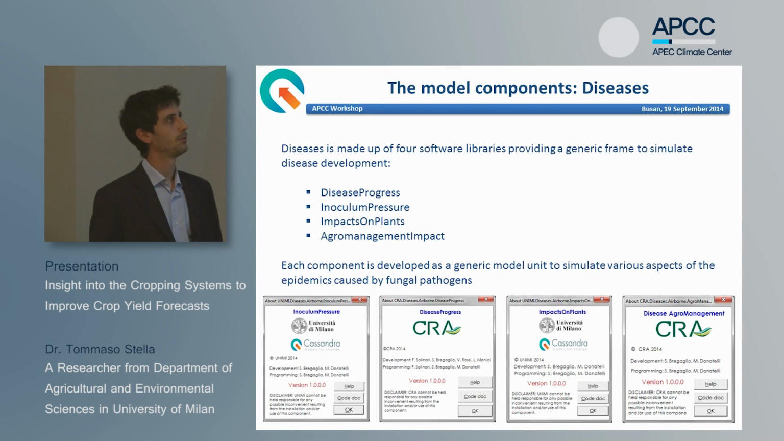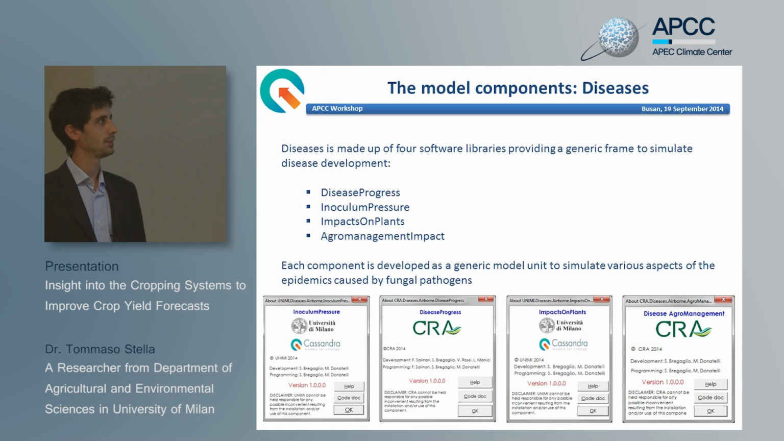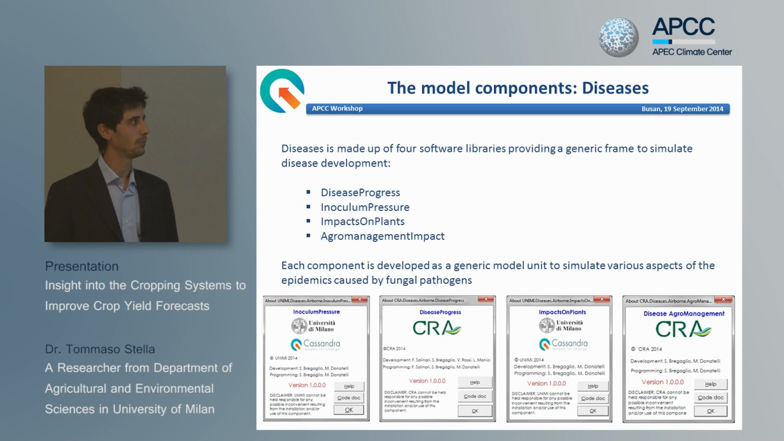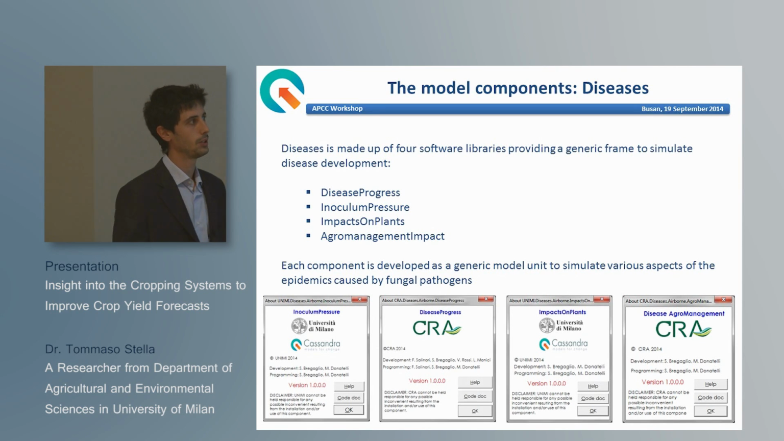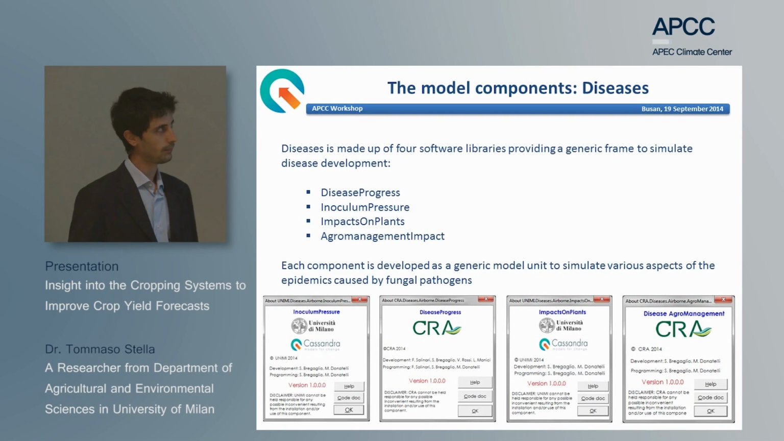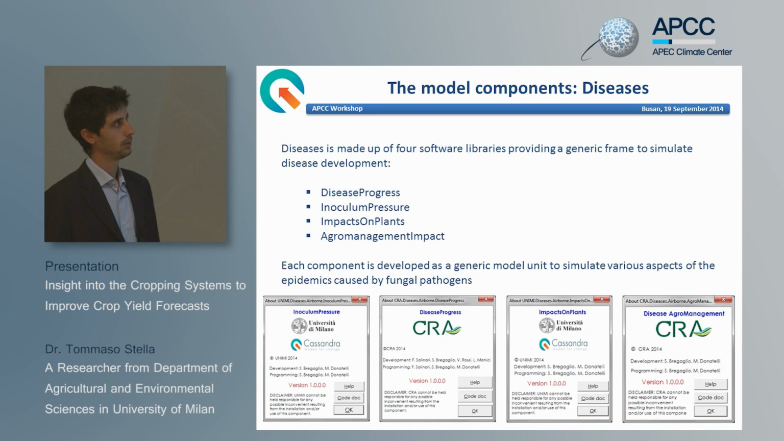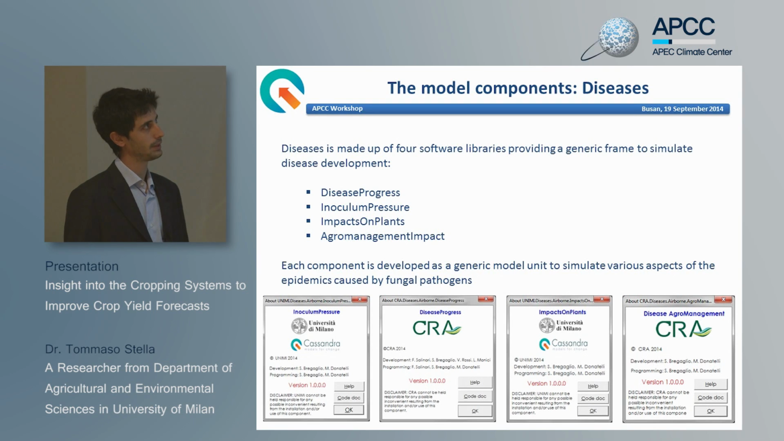So diseases is made up of 4 software libraries, providing a generic frame for simulating the disease development. And these libraries are disease progress, inoculum pressure, impacts on plant, and agro-management impact. And again, each component is developed as generic model unit to simulate various aspects of the epidemics. So let's have a look to a scheme, a flow chart of the component diseases. And we have the 4 libraries: inoculum pressure, disease progress, agro-management diseases, and impact on plants.